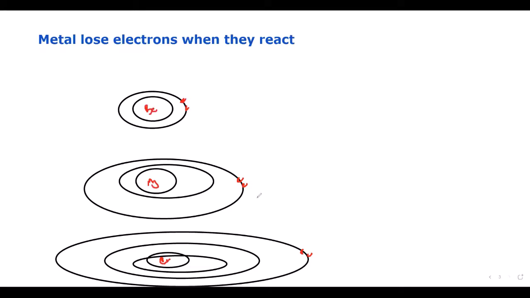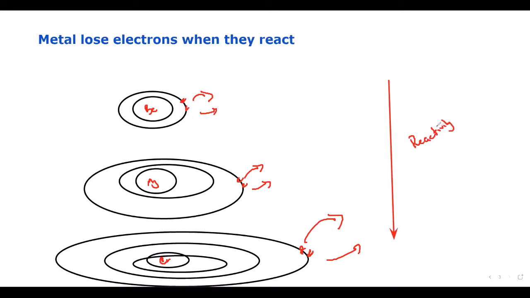As the metal tends to lose electrons, because these electrons are far away from the nucleus, calcium can lose this electron easily during a chemical reaction as compared to magnesium, and magnesium can lose electrons easily compared to beryllium. So that's why, as we go down the group, we observe that the reactivity increases. They become more reactive as we go down the group.